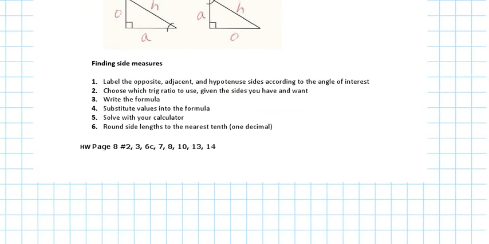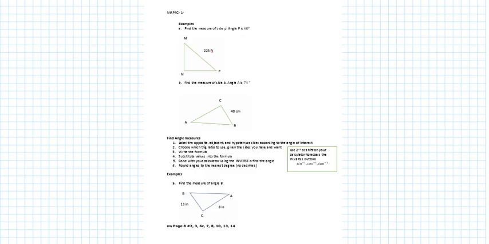When you're finding side measures, you're going to label the opposite, adjacent and hypotenuse sides according to the angle of interest. Choose which trig ratio to use, given the sides you have and want. Write the formula, sub in your values, solve with your calculator. And this is the rule: unless the question specifies otherwise, you're going to leave your sides to one decimal place. So all sides should be left to the nearest one decimal, unless the question asks you otherwise. Let's look at examples, because I can talk all day. If you don't look at examples, it means nothing.